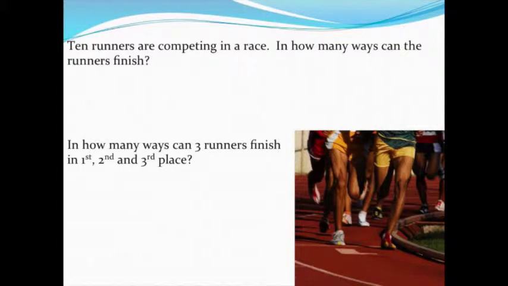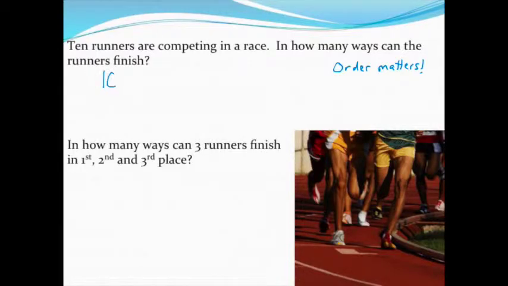When we're talking about the different number of ways that people can finish a race, we're definitely talking about a permutation because the order matters. Who finishes first is very different than who finishes last, and that's what makes a permutation, whether or not the order matters. And so in this case, to figure out how many different ways we can finish this race, I'm going to use a factorial.